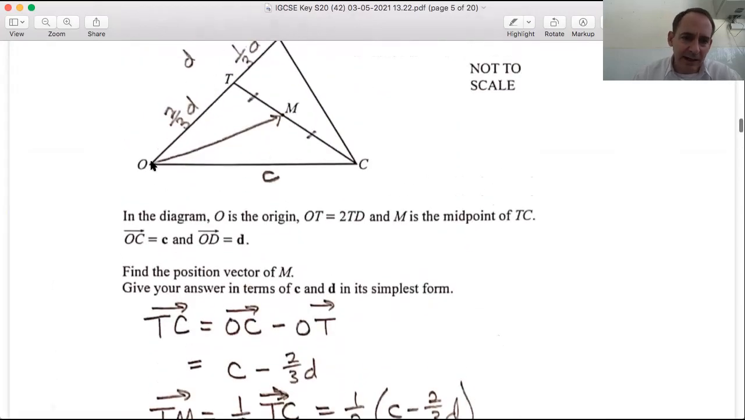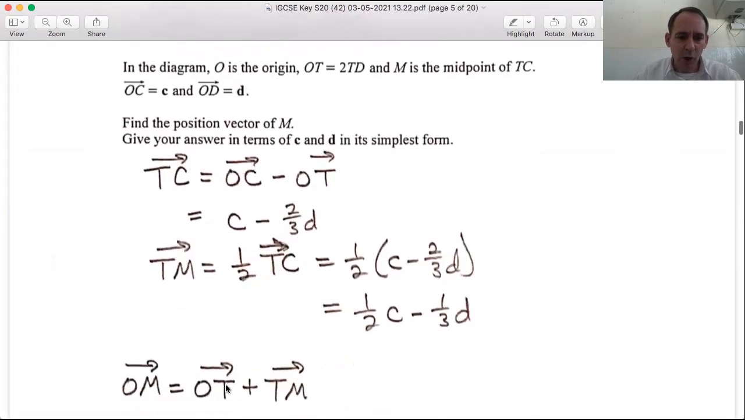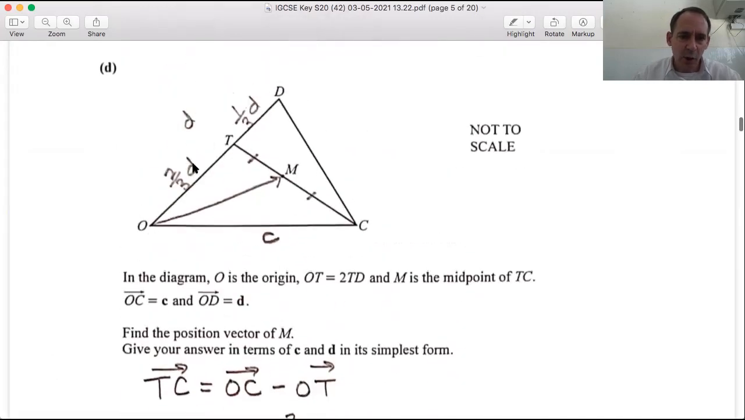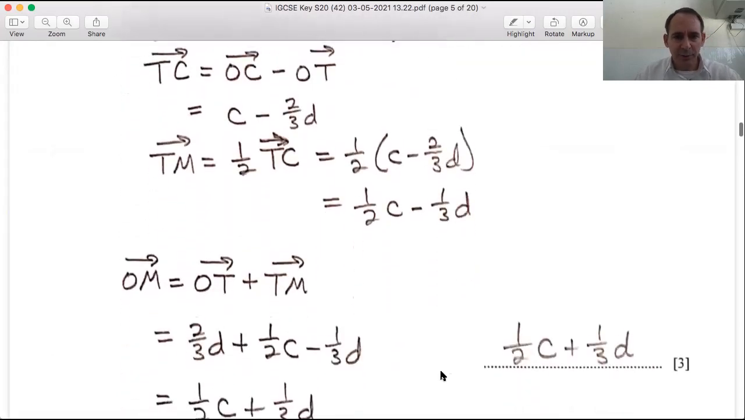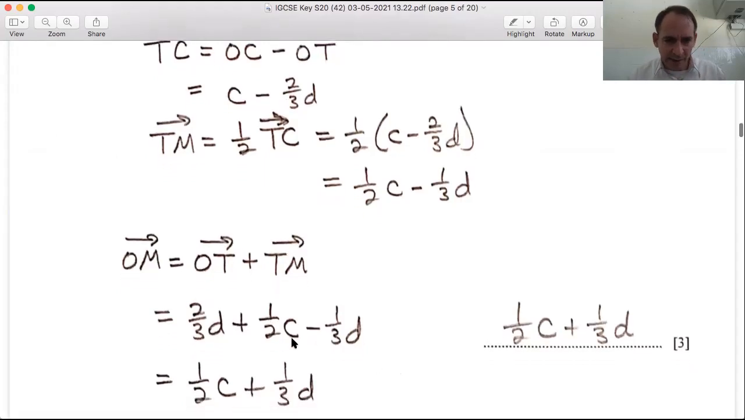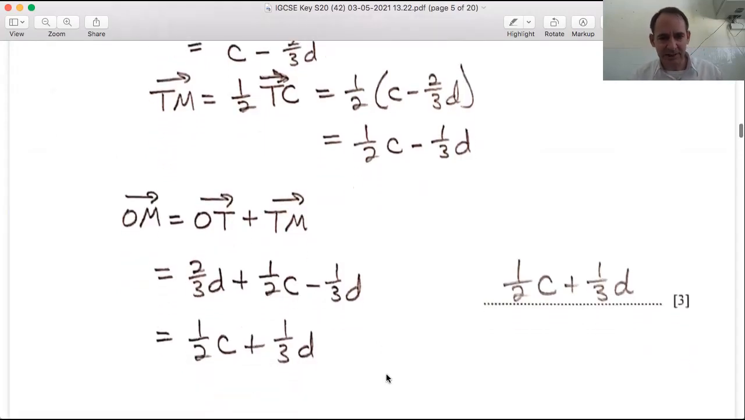Now we can go back and look at OM. OM, if you see here, is OT plus TM. Now all we have to do is put it together. So OT is 2/3 D plus TM, which we just found right here, 1/2 C minus 1/3 D. Combine our like terms and you end up with 1/2 C plus 1/3 D for OM.